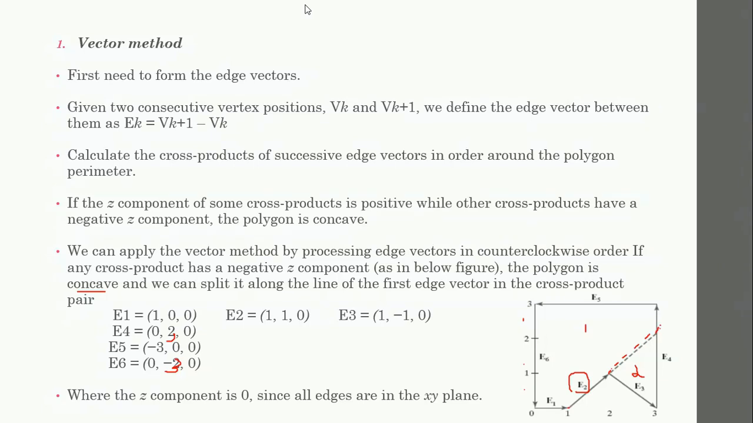So in all the edge vectors, if you are seeing here, z component is 0, since all the edges lie in the xy plane only. Now, suppose consider the first edge vector, that is, you have to calculate now the cross product of E1 and E2. See, already you have edge vectors E1, E2, E3, E4, E5, E6, up to E6 you have. Now let me take one example to show you how to do the cross product.